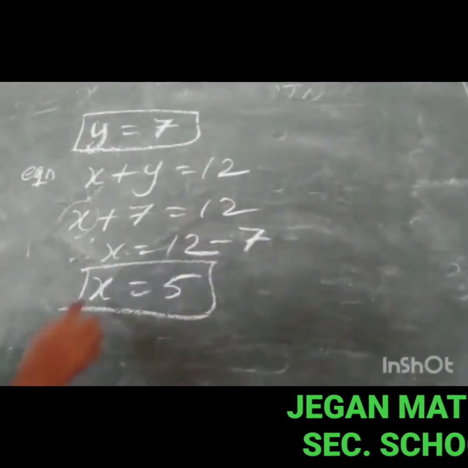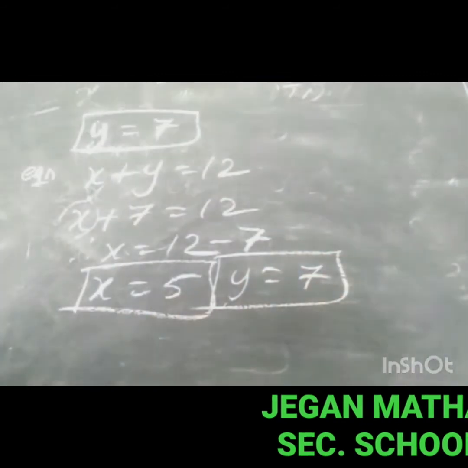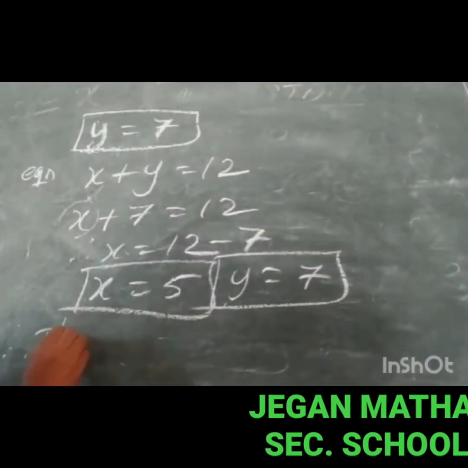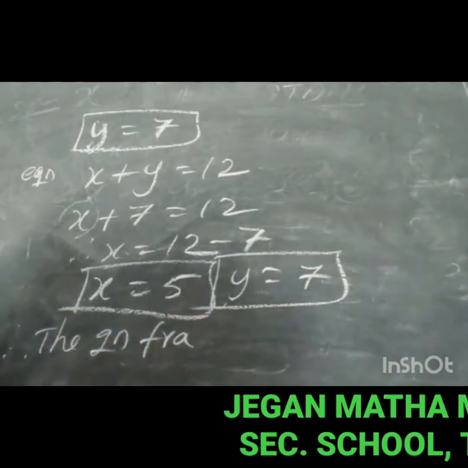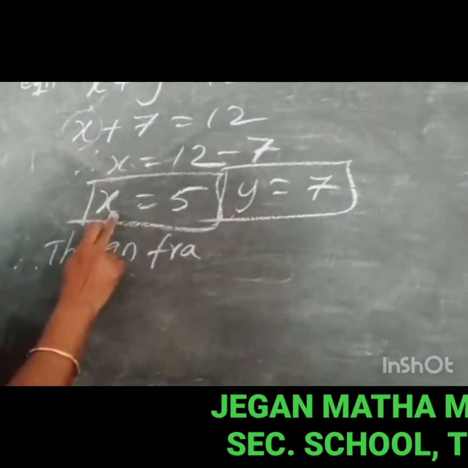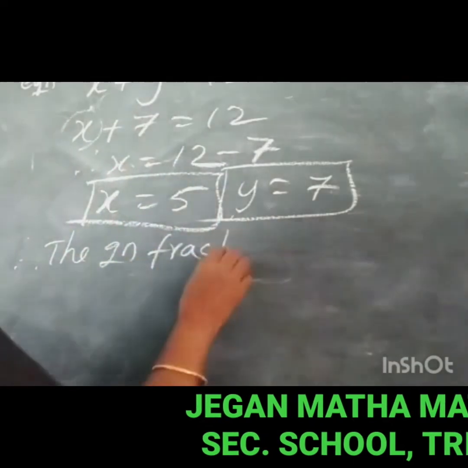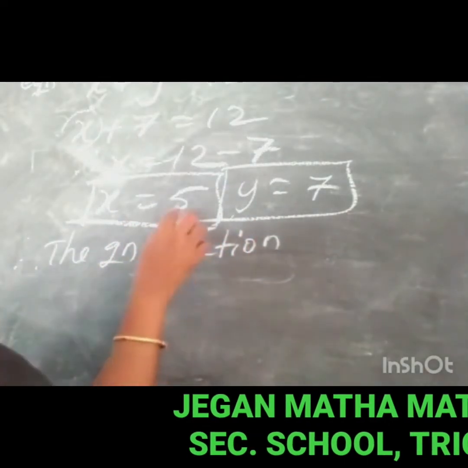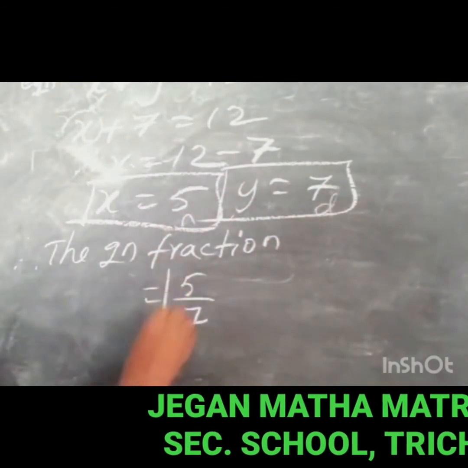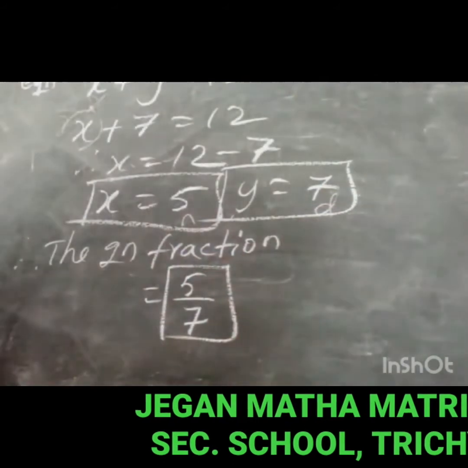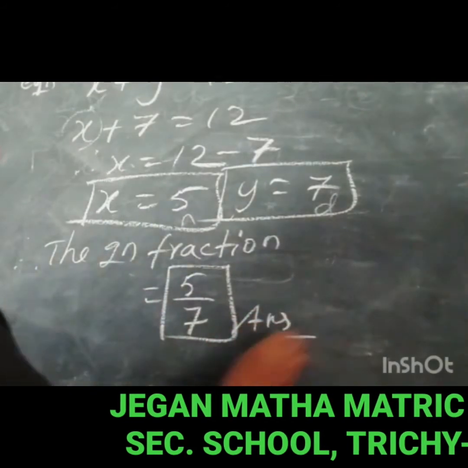Now we have the value of x as 5. The value of y is 7. So what is the question? You have to find the fraction. Already we fixed that x is the numerator and y is the denominator. So the given fraction has numerator 5 and denominator 7. So 5 by 7, that is the fraction. So the fraction is 5 by 7. This is the final answer. Is it clear?